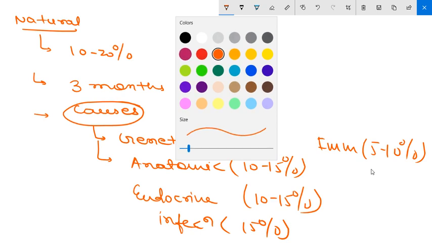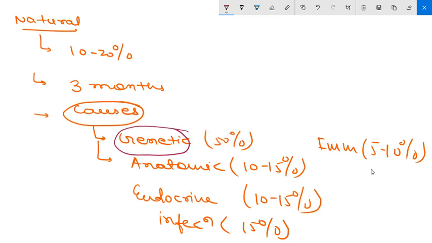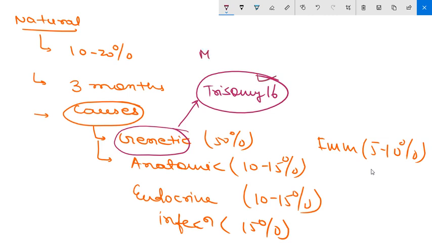So first coming to genetic. The majority of early abortions are due to chromosomal abnormality, and autosomal trisomy is the commonest one, and in that trisomy 16 is the most common. So this is your MCQ question: trisomy 16 is the most common. Monosomy and chromosomal aberration constitute 20% and 2% of all abortions respectively. So first is trisomy, then monosomy. Monosomy accounts for 20%, and chromosomal aberration accounts for 2 to 4%.